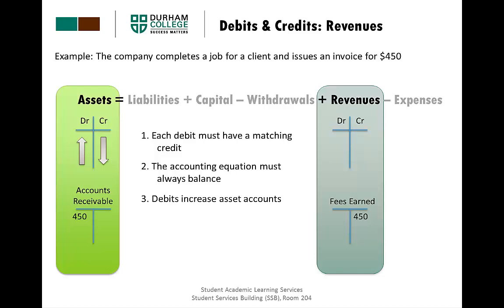Whatever the balance of the account is, it is added to the right side of the equation, causing it to increase. Therefore, the credit to the fees earned account must have increased the value of the account. So now we know that credits increase revenue accounts and debits decrease revenue accounts.